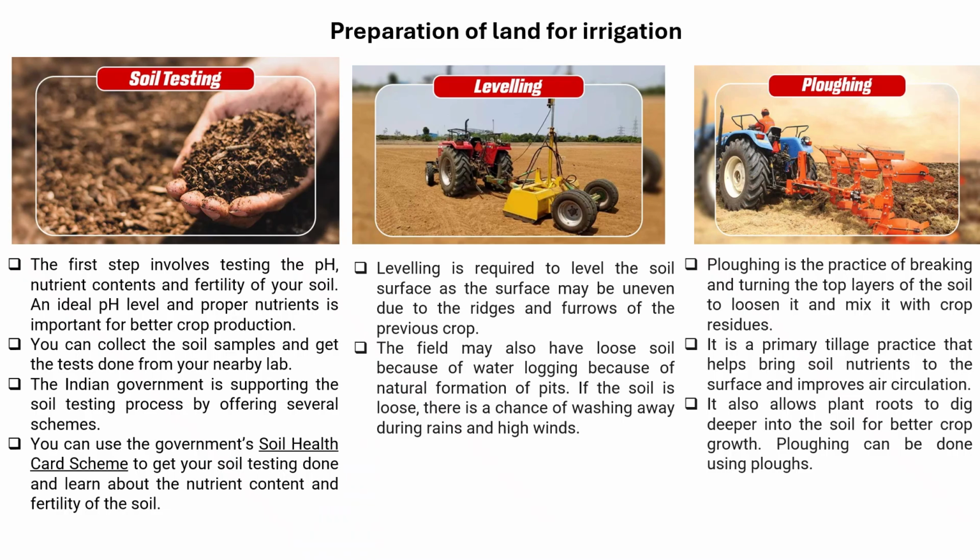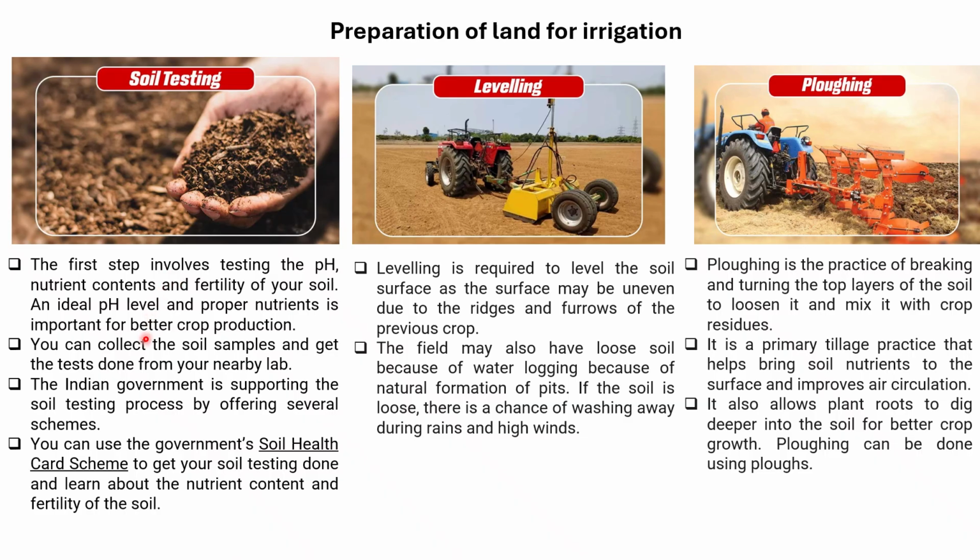Next we will discuss the preparation of the land for irrigation. Before planting any crop, land preparation is very important. So let's go through it step by step. The first step we'll call soil testing. We test your soil pH, nutrients and fertility. It helps farmers understand what nutrients are lacking and what fertilizers they have to use.